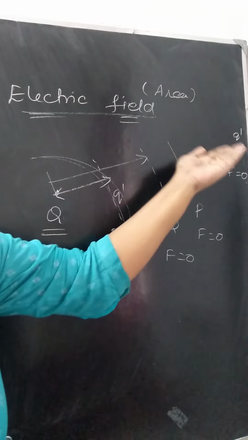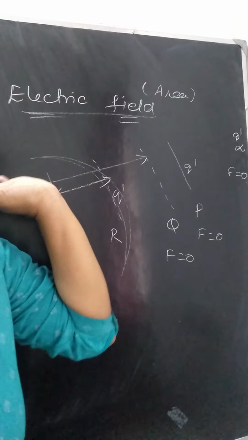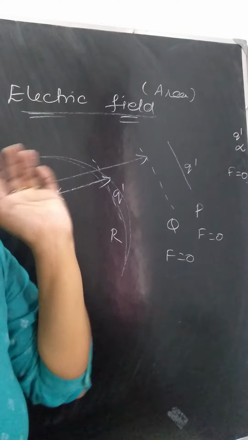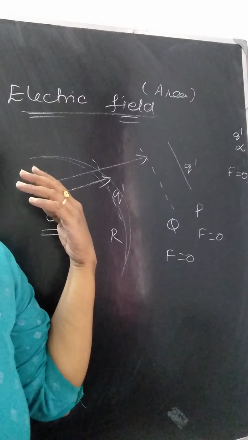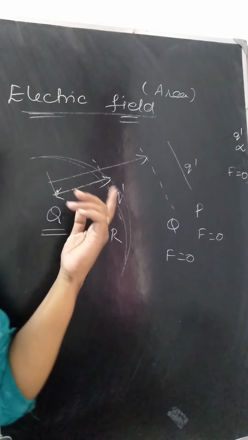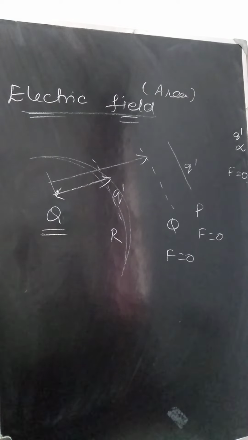So the electric field depends only on the source charge. I don't bother about the other charges near around me. I am here and I exist, my field strength around any particular area around me, and that field is known as the electric field of the source charge Q. Clear?